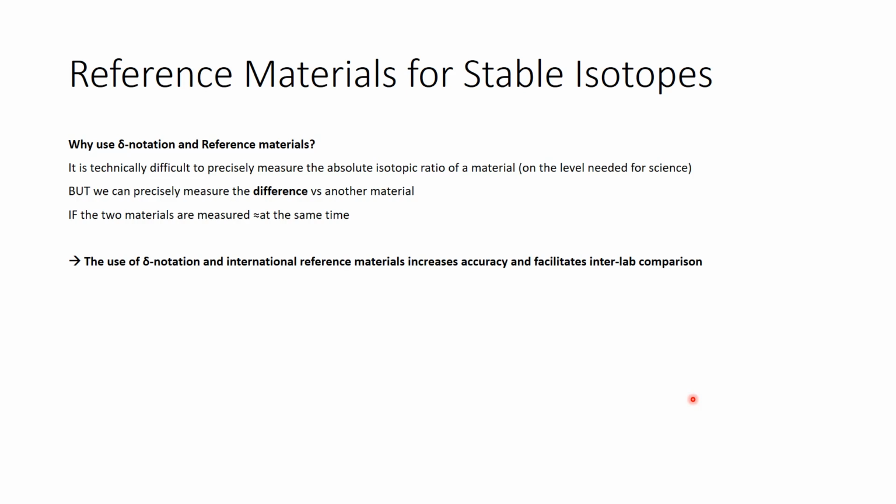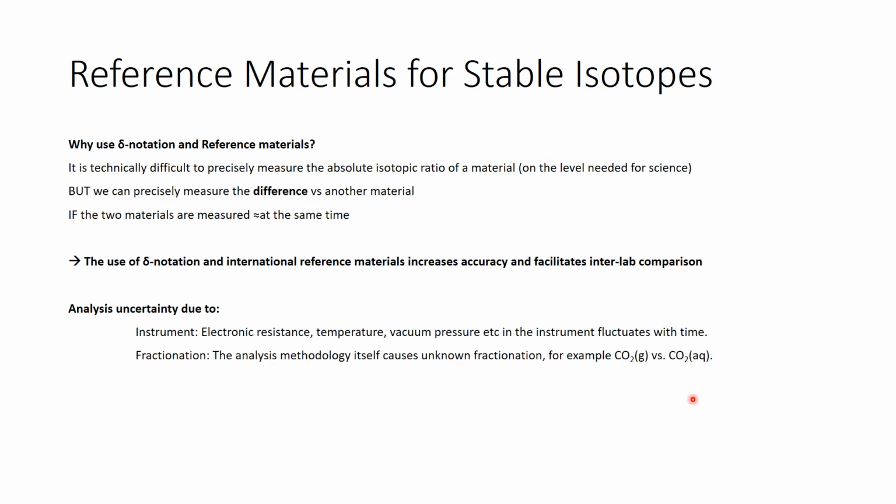So why do we use delta notations? Well, we do that because it's technically very difficult to precisely measure the absolute isotopic ratio of a material. What we can do is to measure the difference versus another material if the two materials are measured at roughly the same time. So the use of delta notation and international reference materials increases accuracy and also facilitates inter-lab comparisons, which of course is needed for scientific papers.